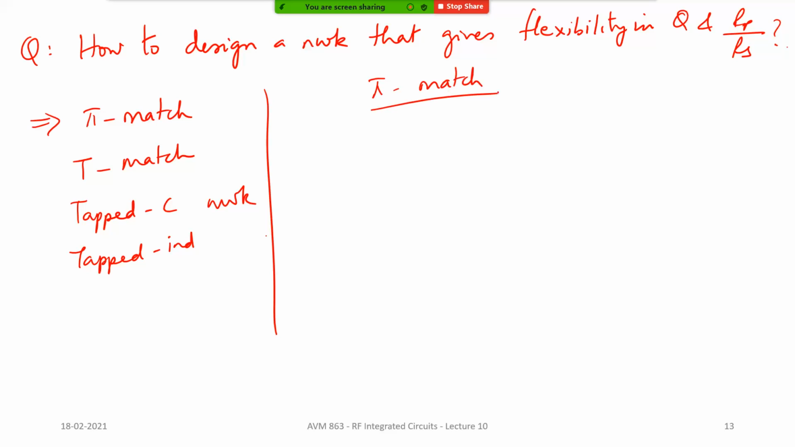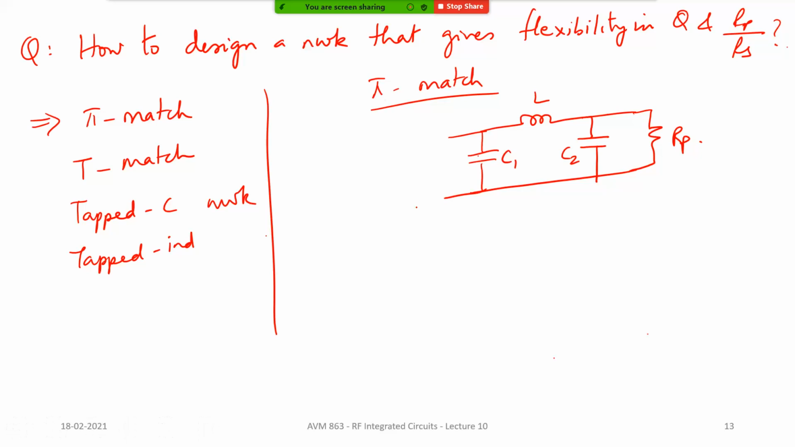all of us know what a pi type network is, right? So let's say you have a low pass type pi, which is basically C1, C2 and an L. Let's say you have a certain Rp here, you will get a certain Rin here, and vice versa. So this is what is called a pi match network.